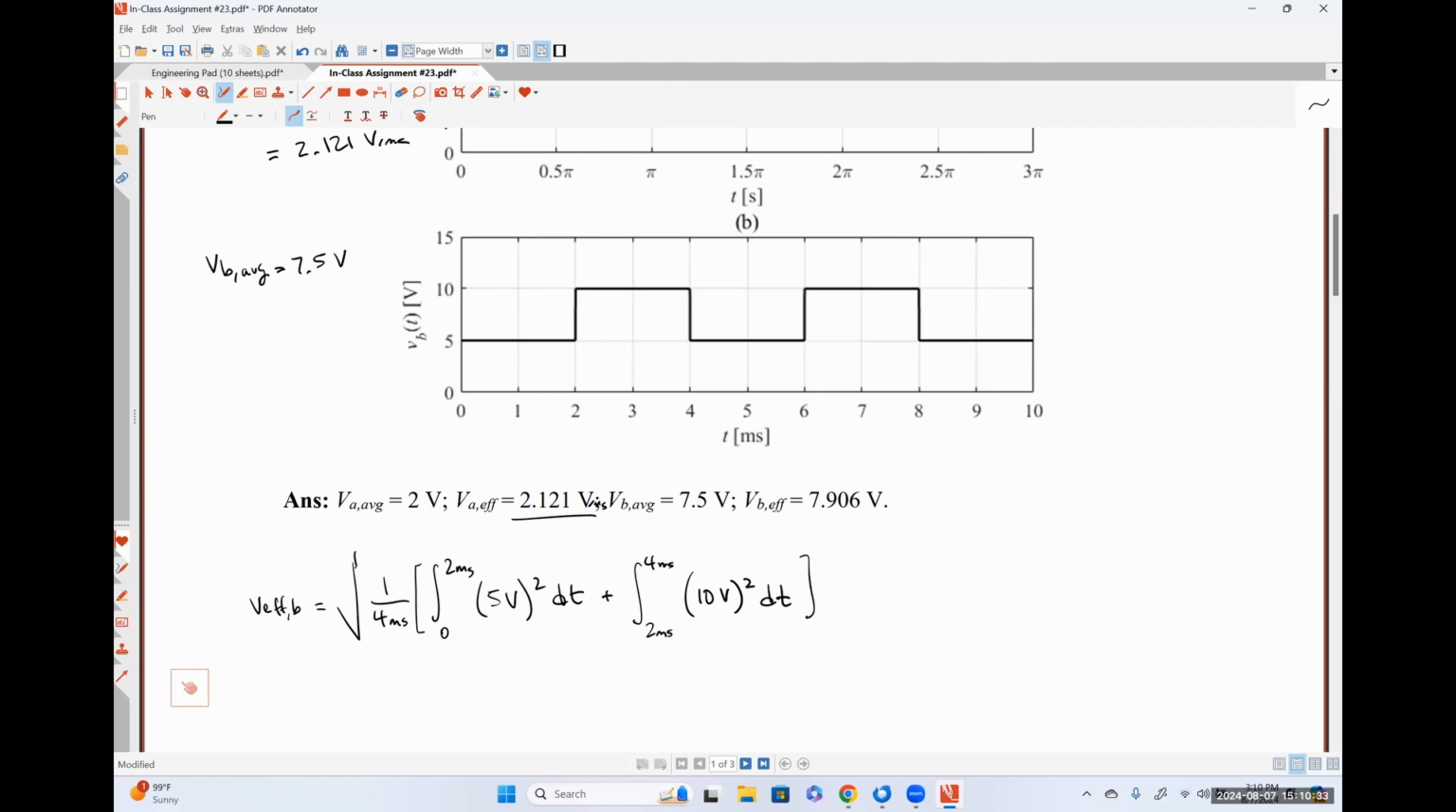There we go. And we're now at a point where we could literally just throw this in our calculator and it's going to wind up coming out to 7.906 volts RMS.